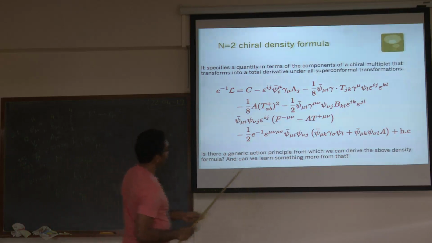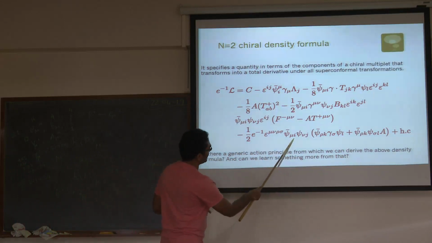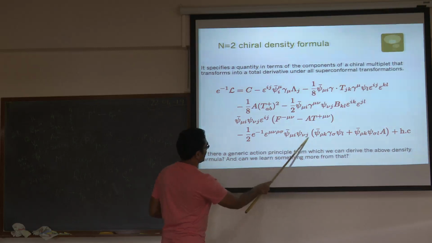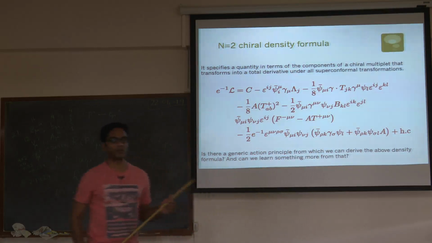There are some typos I forgot to fix. There should be an epsilon ij and epsilon kl contracting this ij and kl index, otherwise the SU2 indices are not all getting contracted.